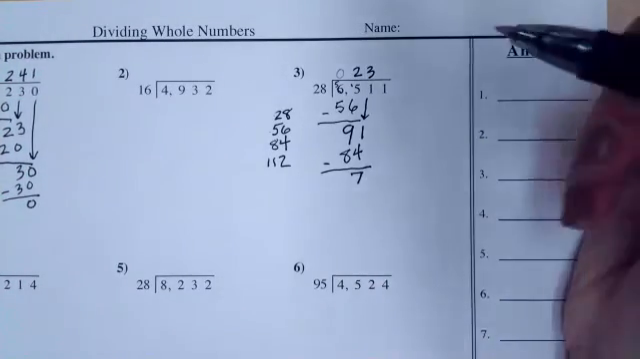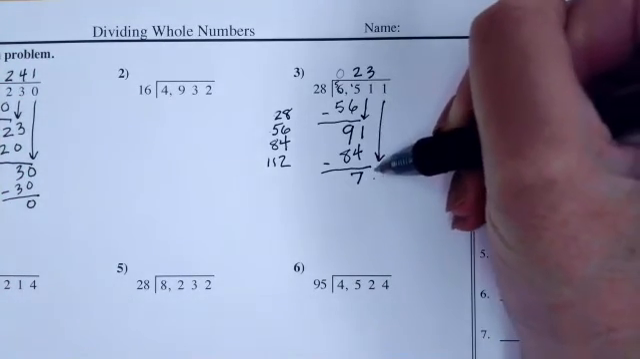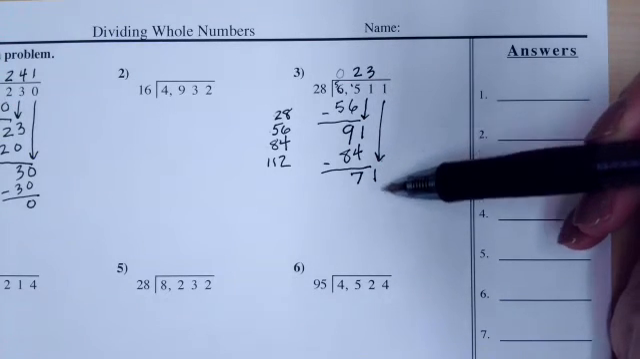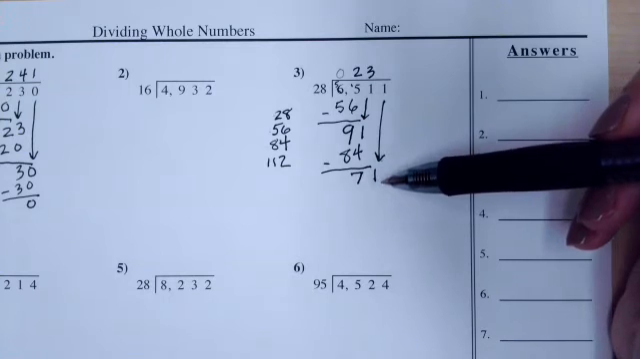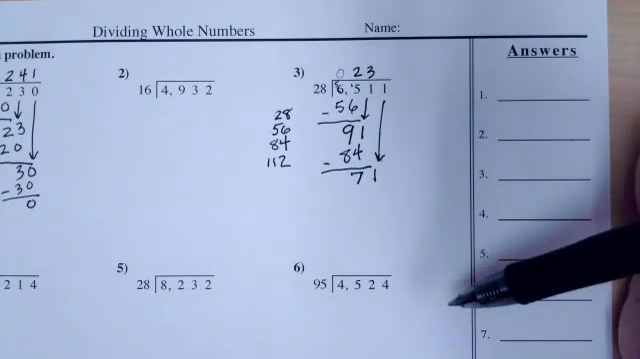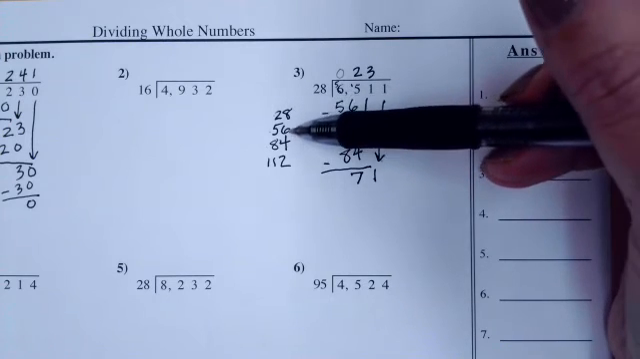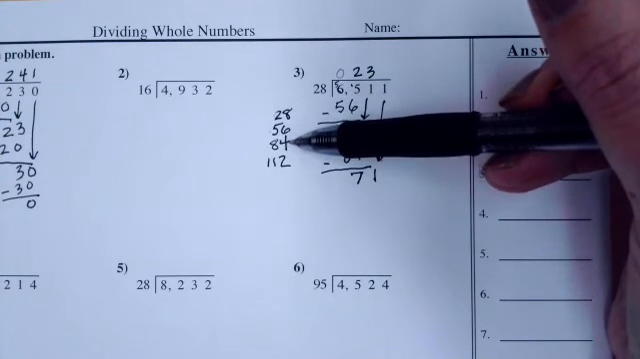Now we're going to bring down our 1 again, because we had another 1 in the 1's place. We bring that down. So now we have 71. How many groups of 28 could we make if we have 71? Well, we have enough to make 1 group, 2 groups. Oh, 3 groups would be too much.